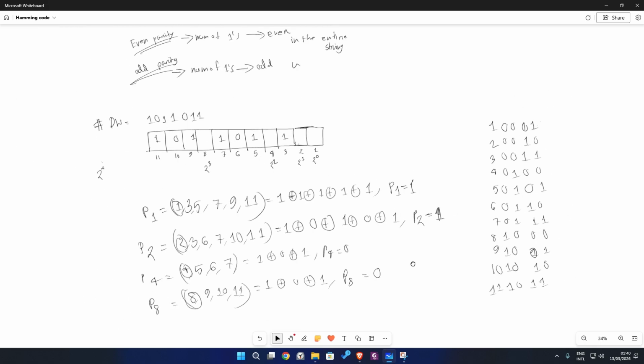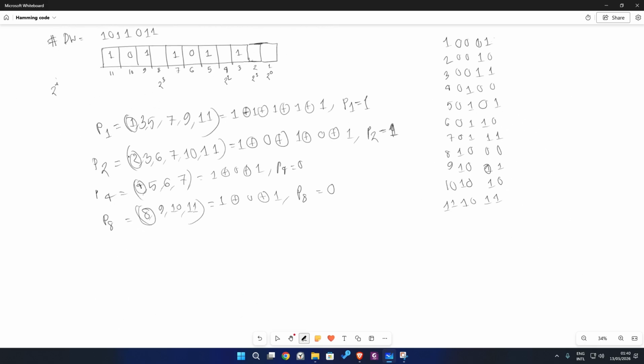So altogether the code word will be 1 0 1. The 8th number will be 0, then 1 0 1. The fourth number will be p4 equal to 0, then the third is 1, then in the second position there will be p2, so p2 equal to 1, and the first position p1 is 1. So this is our code word. This is our encoding part of Hamming code.